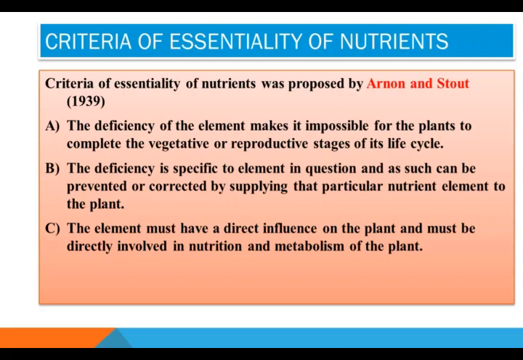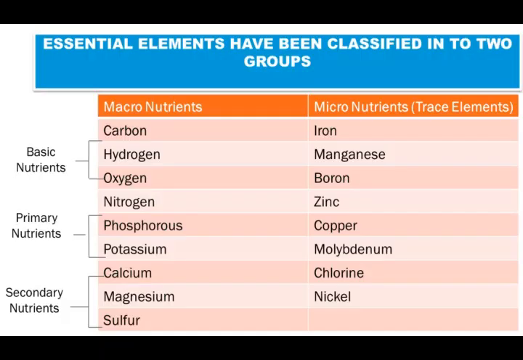If a nutrient passes all the three criteria put forward by Arnon and Stout, then and only then it is considered to be essential for plants. And in general, there are 17 essential nutrients for plants. Dear students, essential elements have been classified into two groups: macronutrients and micronutrients. Macronutrients are those elements that are required by plants in large amounts, while micronutrients are also called trace elements and these are required by plants in smaller quantities.